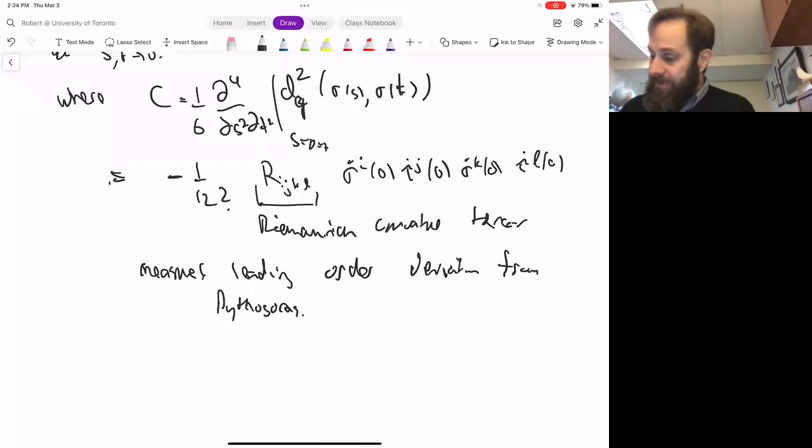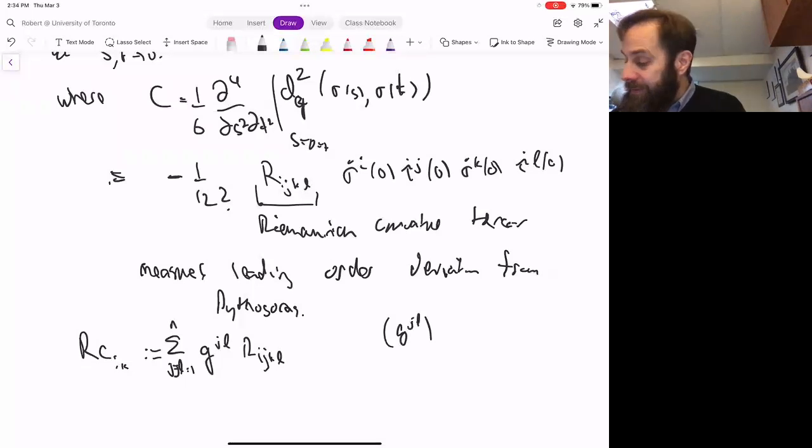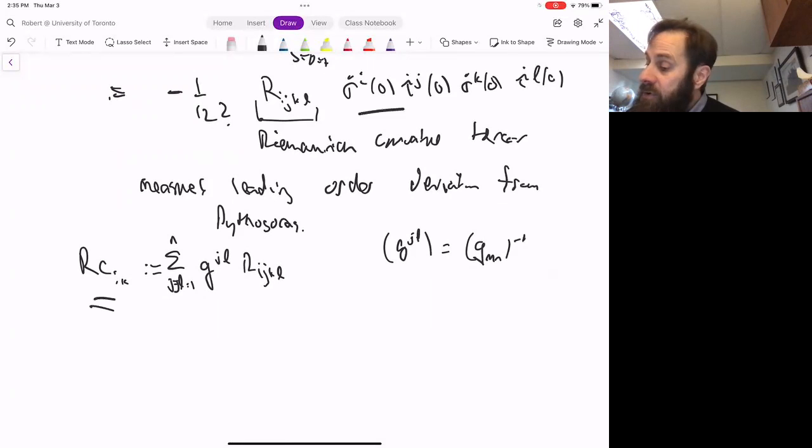But you can also take traces of it. So the so-called Ricci curvature would be like the inverse metric tensor g^{jl} times R_ijkl, where I'm summing on j and l up to the dimension, and of course g upper jl is the inverse matrix of the lower g_mn. This is basically a trace on the second and fourth index. It's a partial trace.